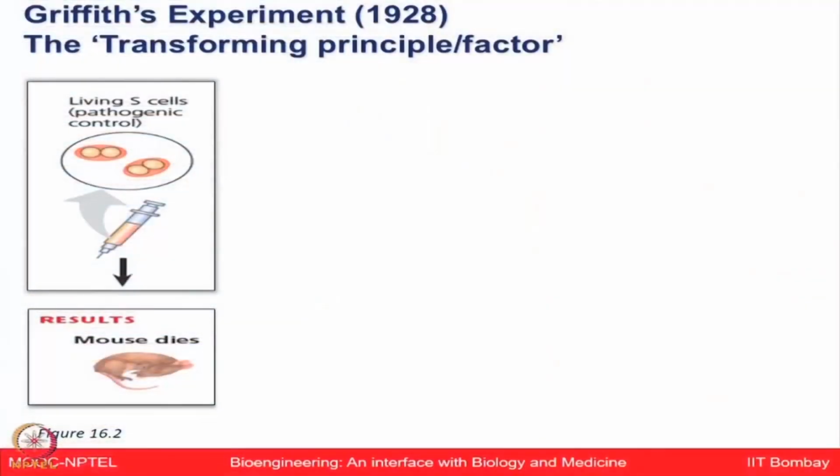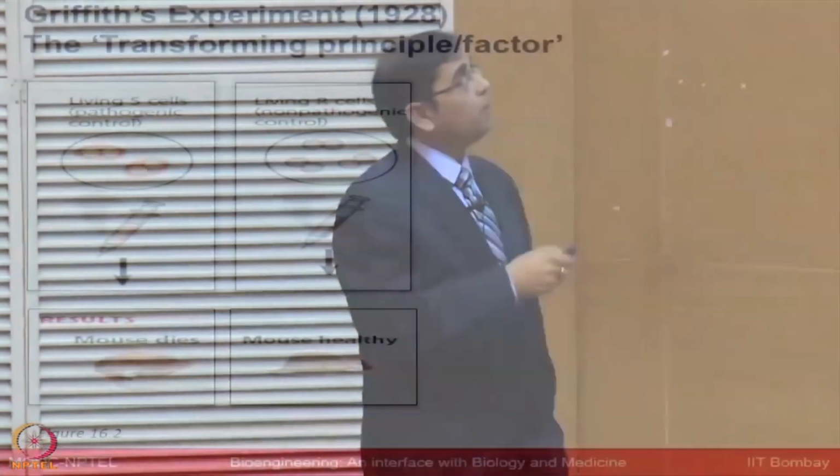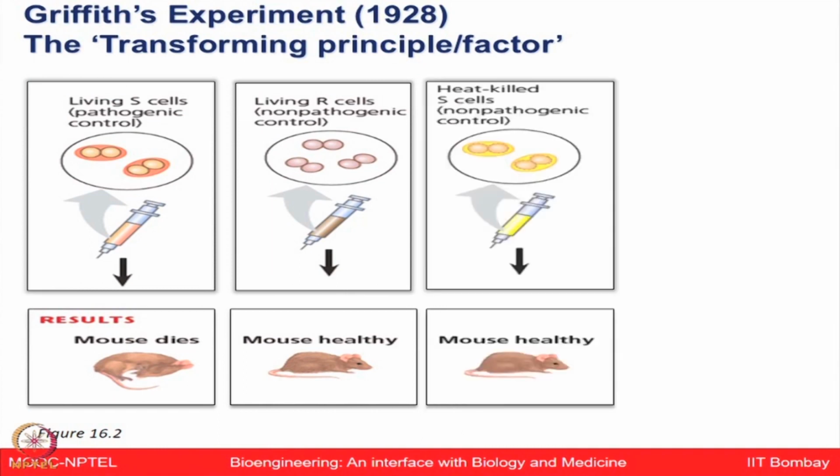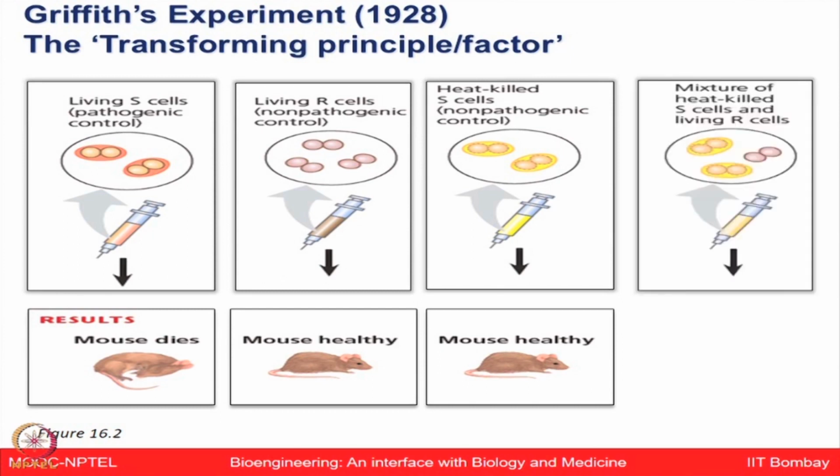So we had seen the first condition: if you inject S cells with capsule into the mouse, the mouse dies because of the virulence from the capsule. If you have living R cells, they are non-pathogenic and will not have any impact, so the mouse remains healthy. If you have heat-killed S cells, it means you are killing the capsule layer, which makes them non-pathogenic, and again the mouse remains healthy.